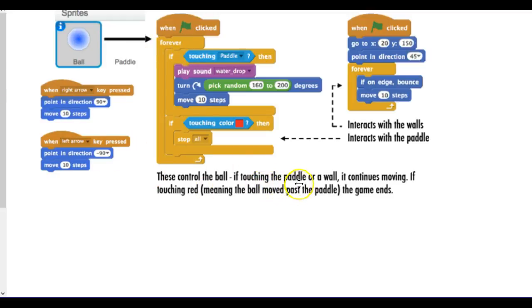If touching the paddle or the wall is controlled here, and then over here, we're checking to see if we're touching all the other different edges. We control the bounce. So there's our three different types of collisions. If it touches the paddle, then we reflect off the paddle at some type of angle.